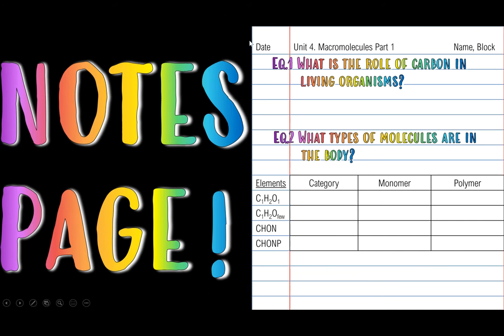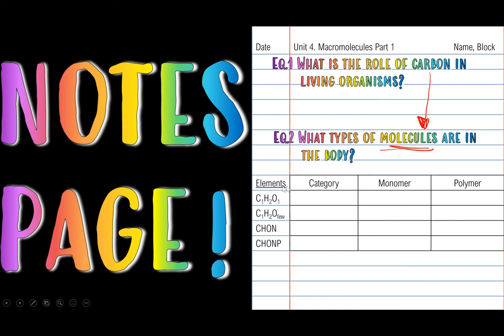Okay. So I know that doesn't seem like it was the answer to essential question number 1, but it will as we continue going along. The role of carbon is to be the backbone of macromolecules, right? And those macromolecules build life. So let's move on to essential question number 2. What types of molecules are in the body? Remember, carbon is the thing that builds these, and these build you. So now you're going to create this table on your paper.